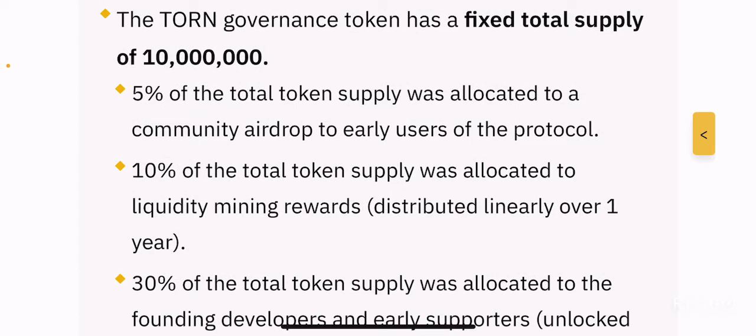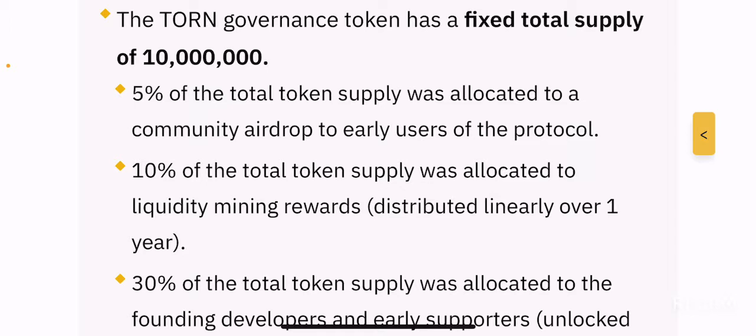So the TON governance token has a fixed total supply of 10 million tokens. If you take a max supply of 10 million with how low the market cap is for the TON token, which we'll see shortly, you can see that this token has an incredibly high growth potential, right? And that's something that will definitely attract a lot of investors.